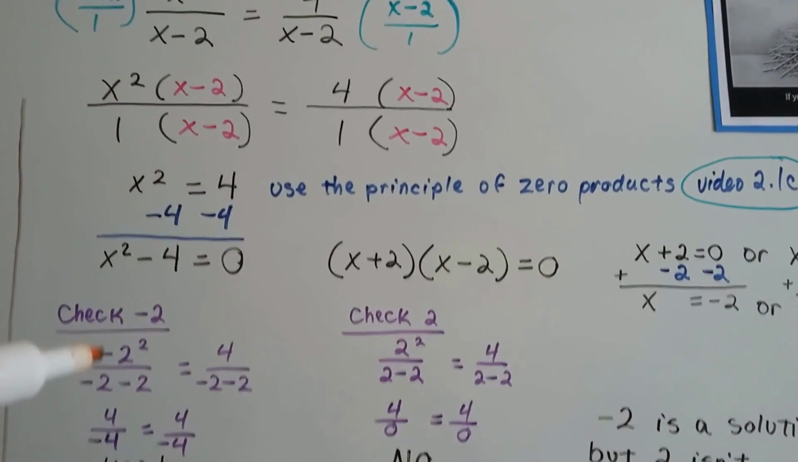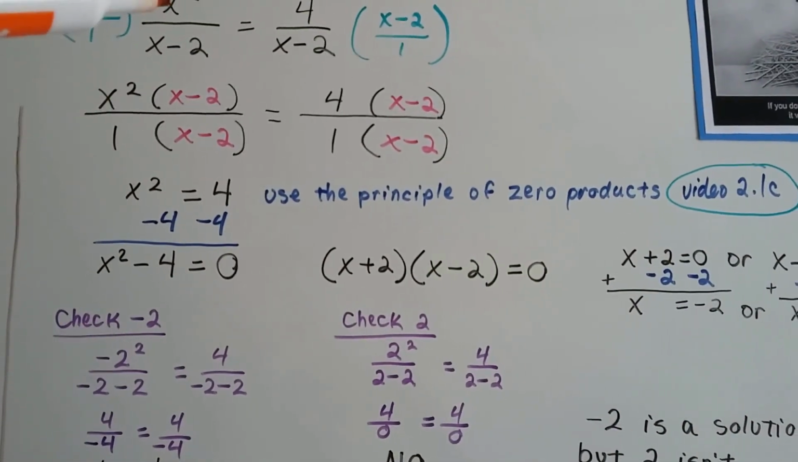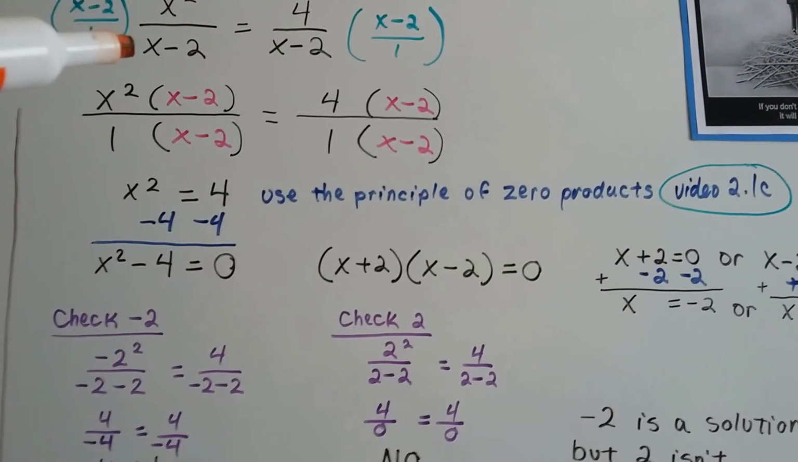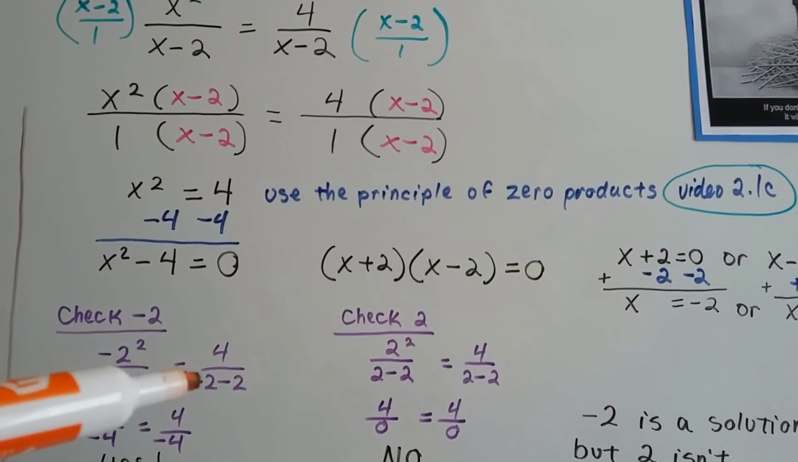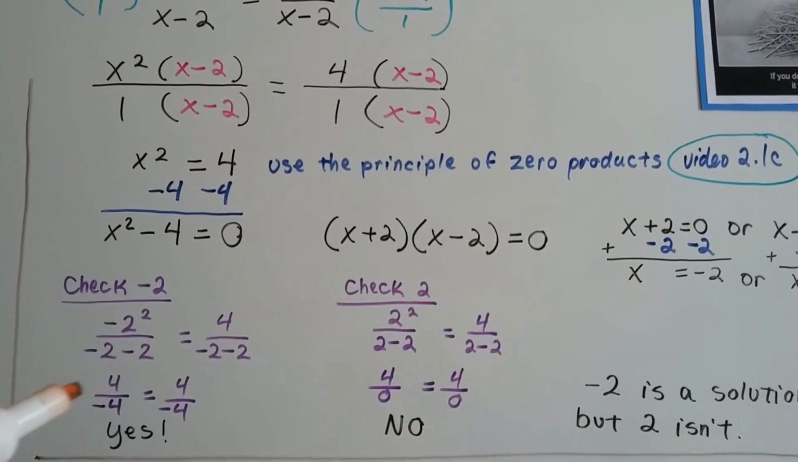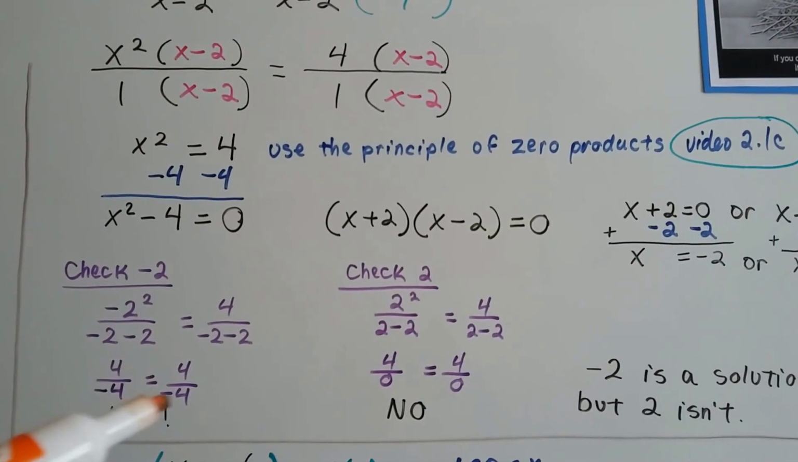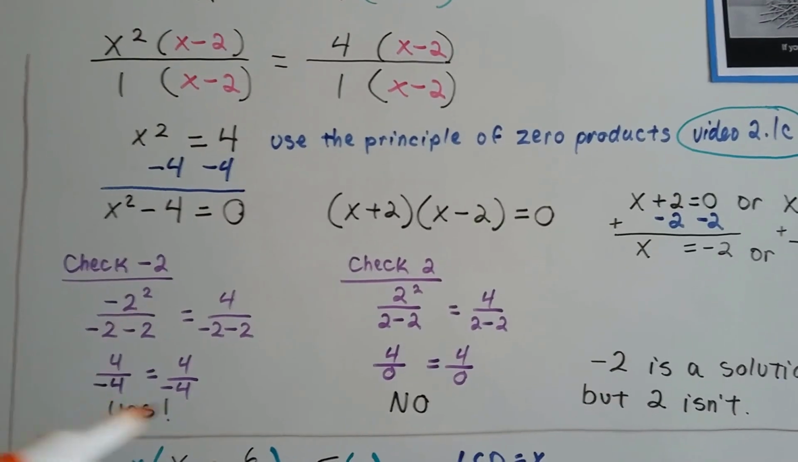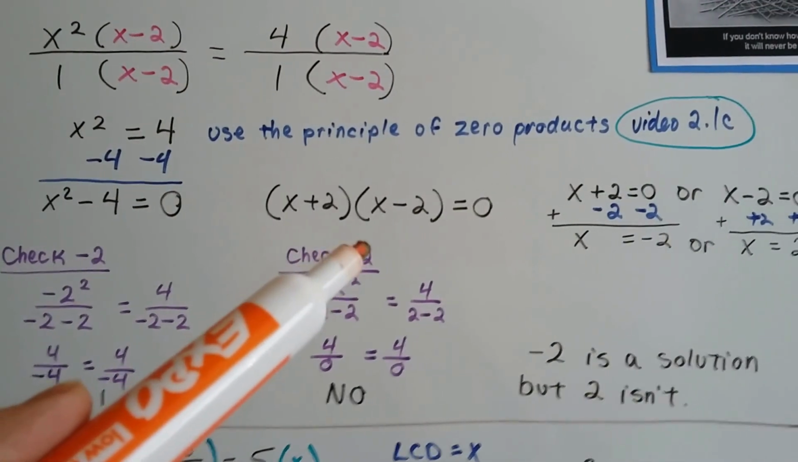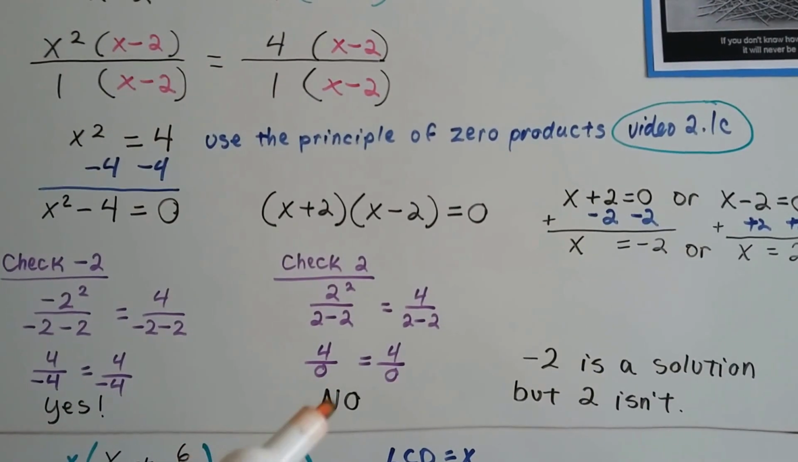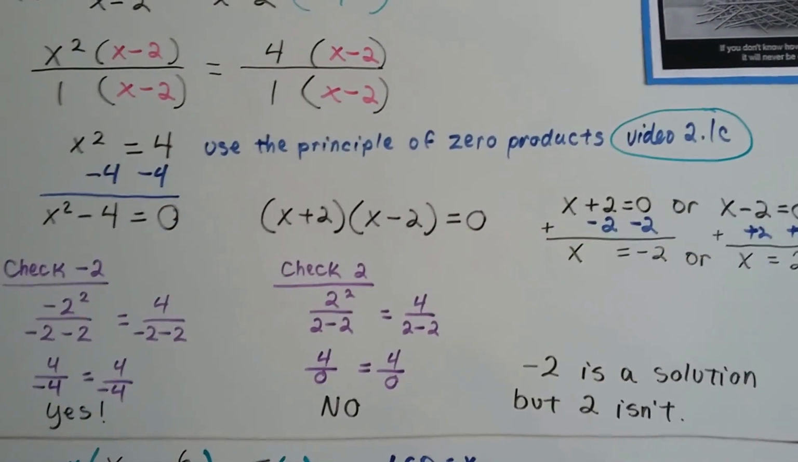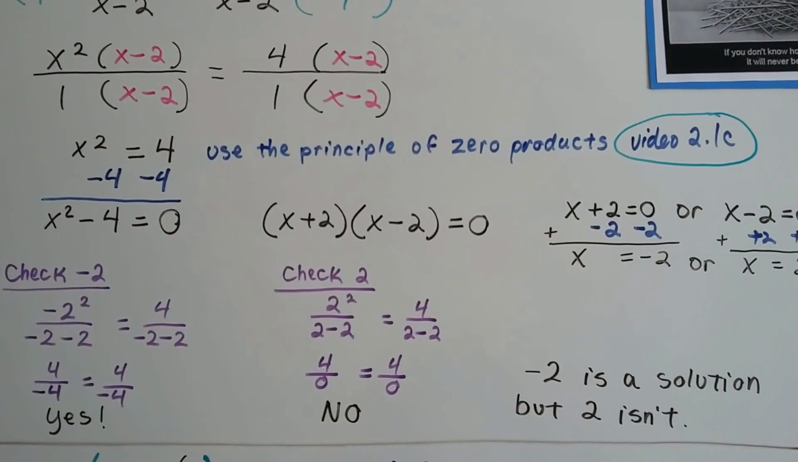When we plug the negative 2 into the original equation, we put negative 2 squared, negative 2 minus 2 equals 4 over negative 2 minus 2. We end up with 4 over negative 4 equals 4 over negative 4. So yeah, negative 2 is a solution. When we plug in the positive 2, though, look, we get 0 denominators. So no, negative 2 is a solution, but the positive 2 isn't.